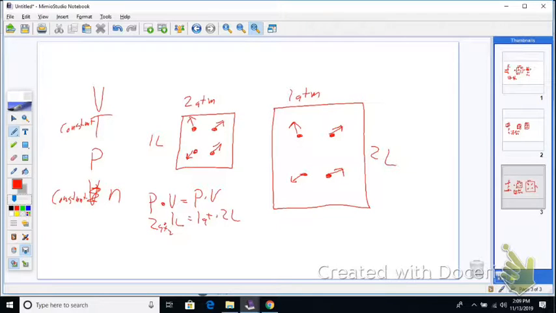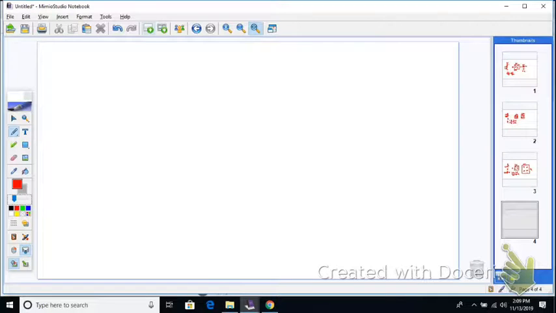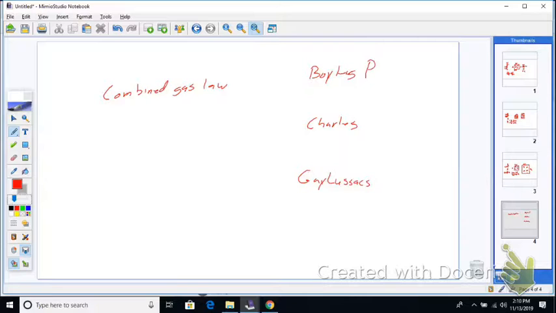That's all we did. We say if 2 things can remain constant. So I'm just going to give you 2 laws, and you can get all the laws from these 2 laws. The first one is called the combined gas law, and it combines Boyle's, Charles', and Gay-Lussac's laws. Pretty nifty they came up with that, right? Combined gas law: P times V equals P times V.